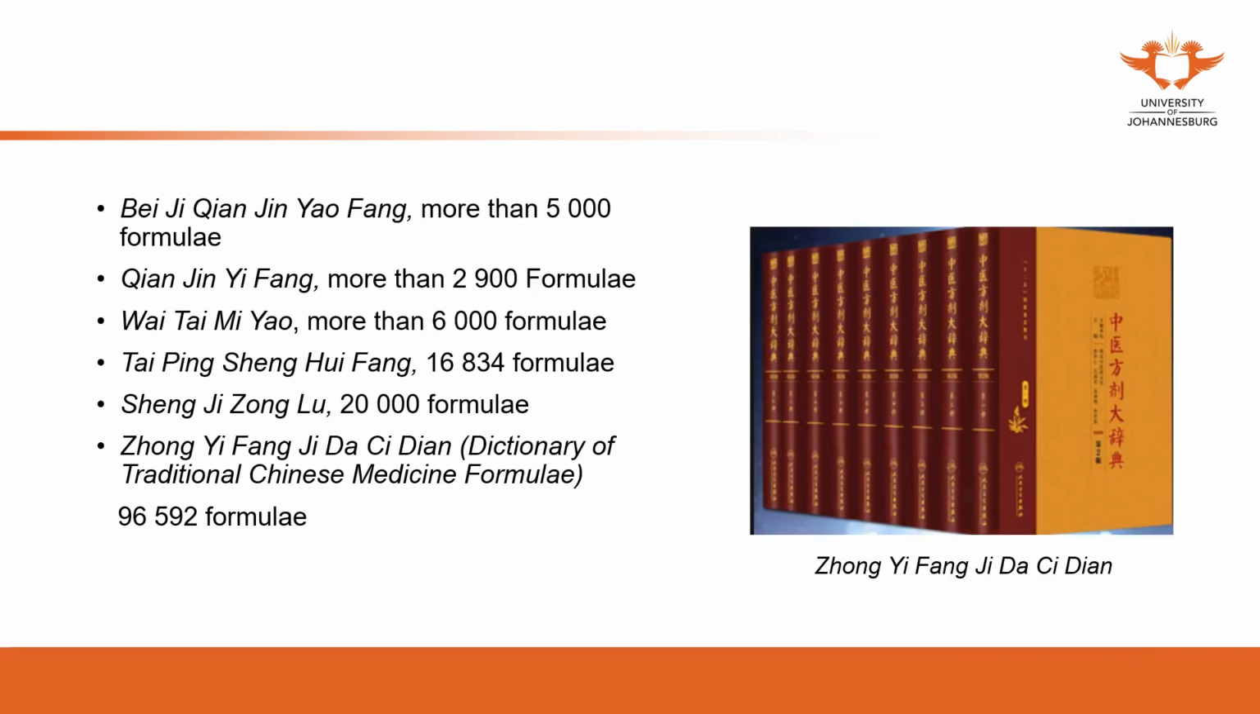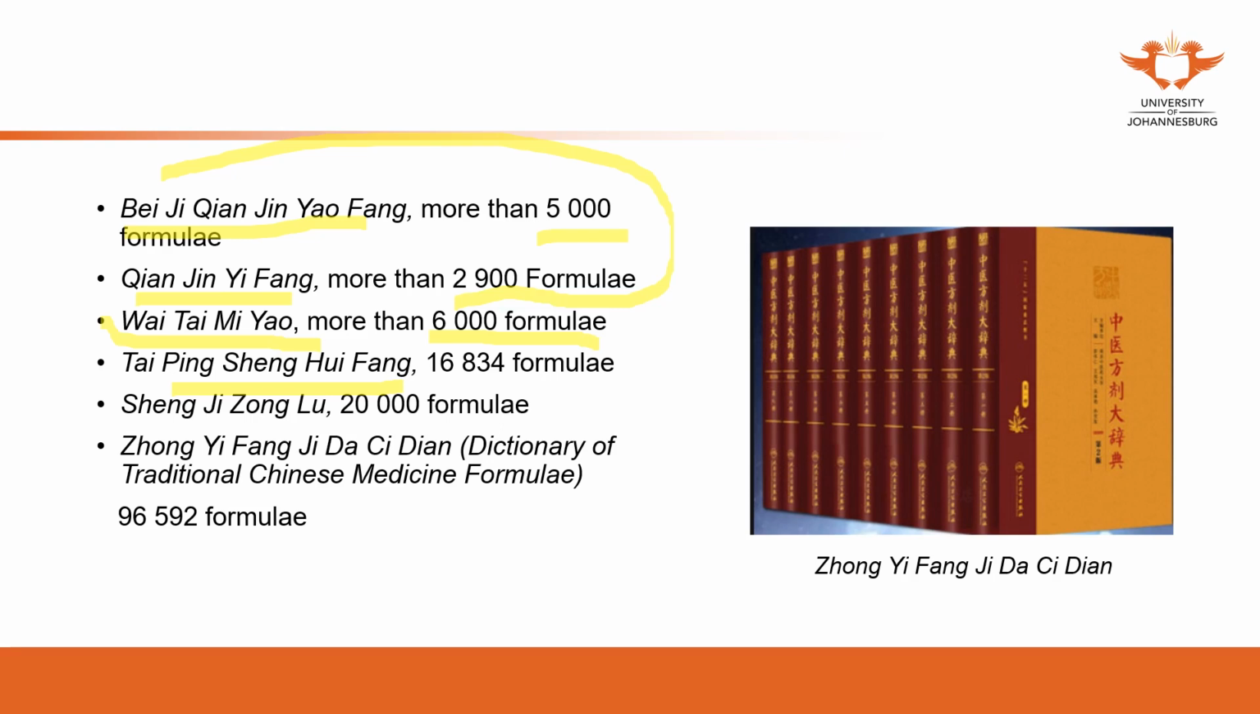In Tang Dynasty, Dr. Sun Simiao, we mentioned just now, 备急千金要方, 千金医方. We recorded more than 5,000 formulae in this book. 外台秘要, in a similar age, more than 6,000 formulae. 太平圣惠方, that's in Song Dynasty, more than 16,000 formulae. 圣济总录, 20,000 formulae.